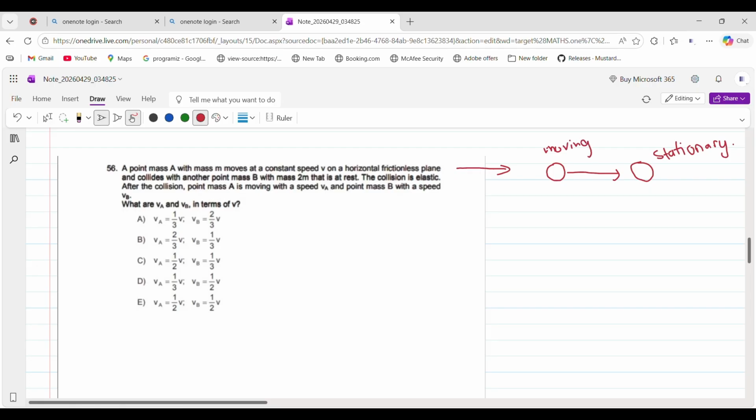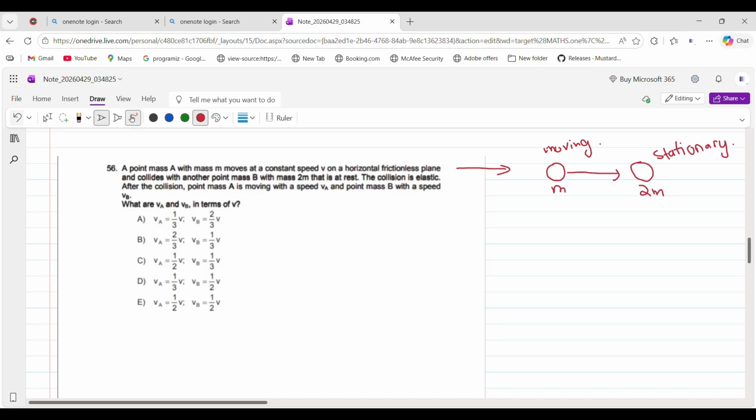Now see, after collision, this body has a mass of m, right? And this body has a mass of 2m, which means the body which was stationary, that is not moving, has a greater mass than the first body. Now imagine this entire situation in real life.